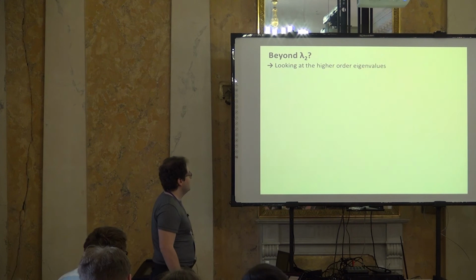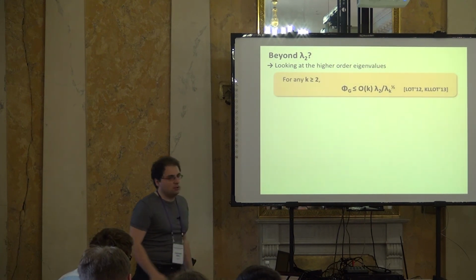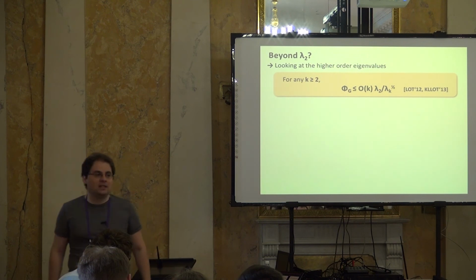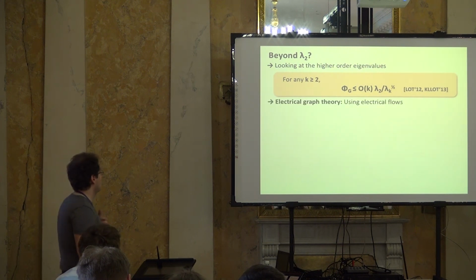This connection is used in numerous places. All I want to say for the moment is that this is all about lambda 2, but it turns out that you can get stronger estimates of the conductance by also using higher order eigenvalues, particularly when the higher order eigenvalues are large. But I will not talk about it.